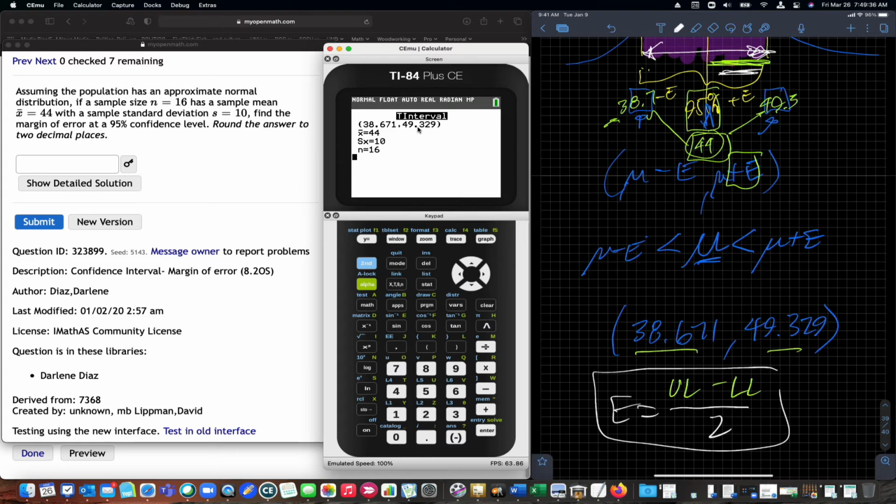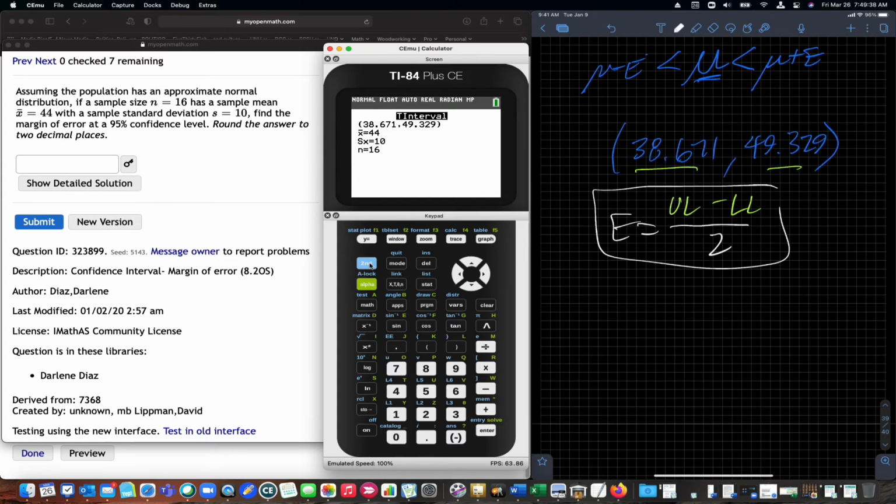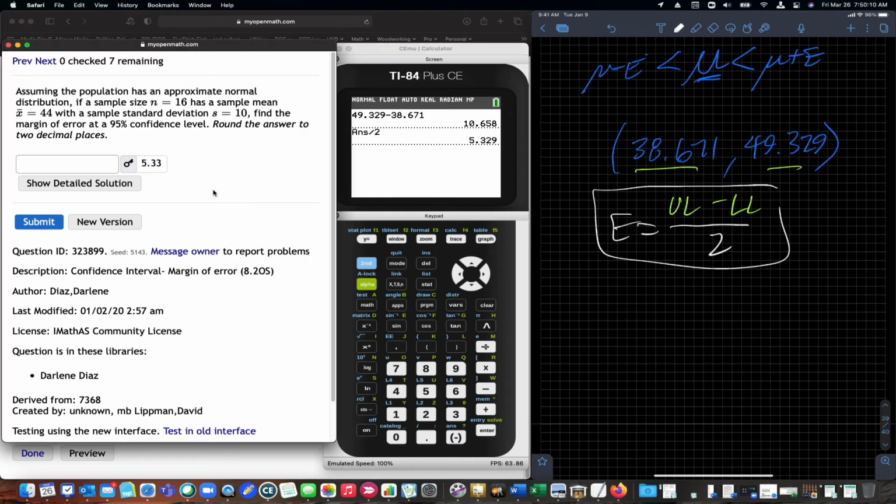For this particular problem, it would be 49.329, because I think they want two decimal places, so we're going to have to include all 3 of those. Subtract the 38.671 and hit enter. And we're going to divide. That's the distance across the whole span from the upper limit to the lower limit. That's our confidence interval. But we want the error, so that's the plus or minus, meaning that's half of that amount. And we get 5.329, and there we go.